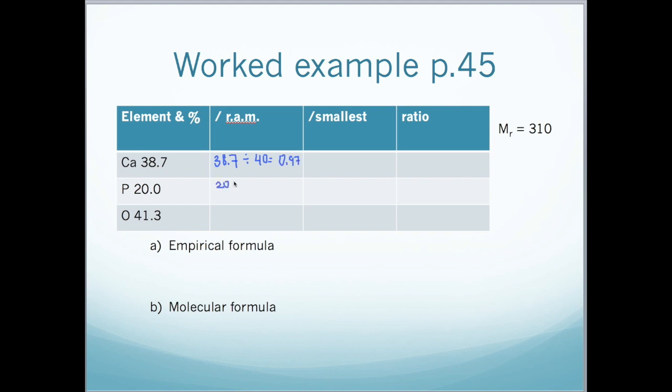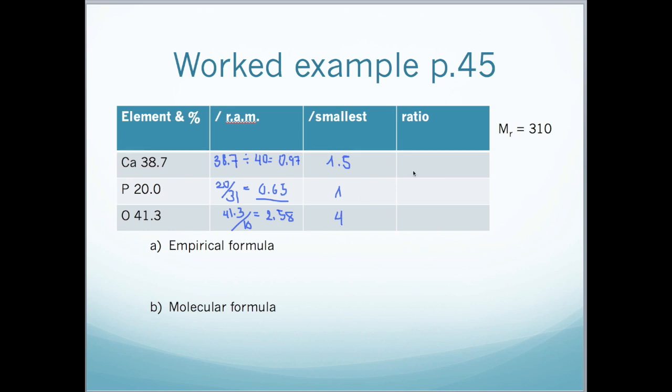Divide 20% by phosphorus, which is 31. We get 0.65. And 41.3 divided by 16, we get 2.58. So we now need to, so we've got 0.97, 0.65, and 2.58. So obviously the smallest number is this one. So we need to divide each of these numbers by the smallest. So the first one, we get 1.5. For the next one we get 1, and for this one we get 4.